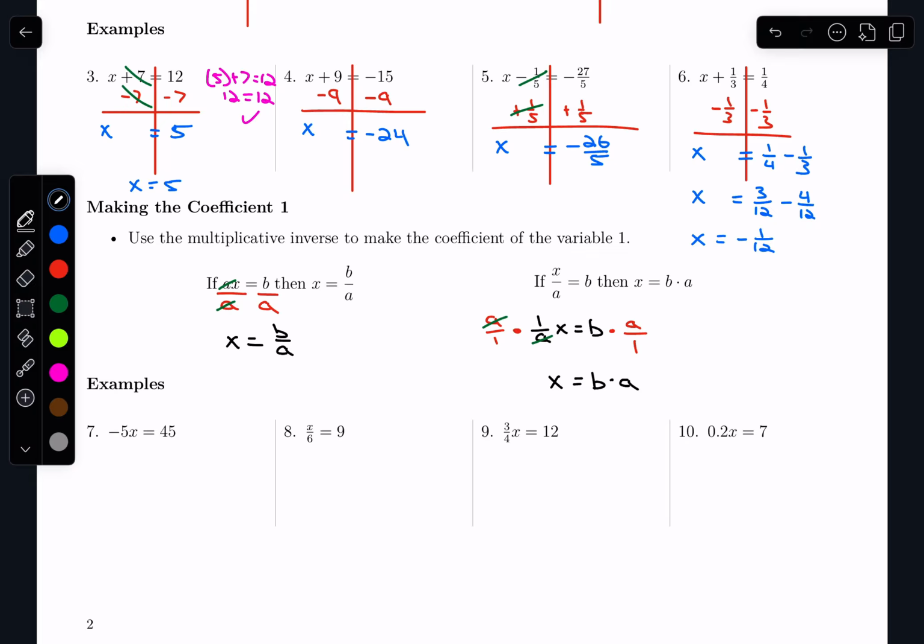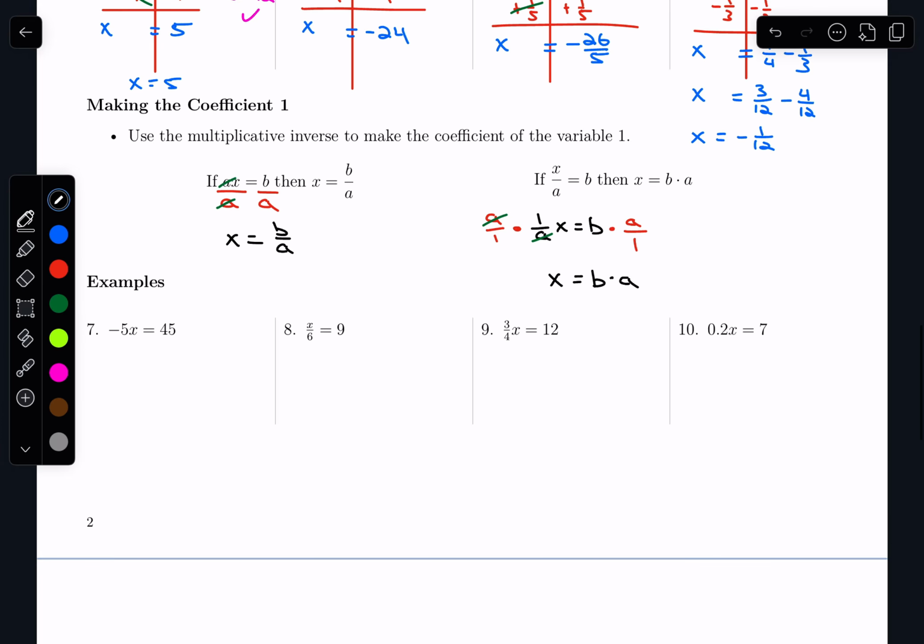I encourage you to multiply by the reciprocal whenever possible, but as you're going to see again in number 7 and 10, sometimes it's more convenient to just do division. So it really is just based on context, whichever one is easier. All right, let's actually do these now.